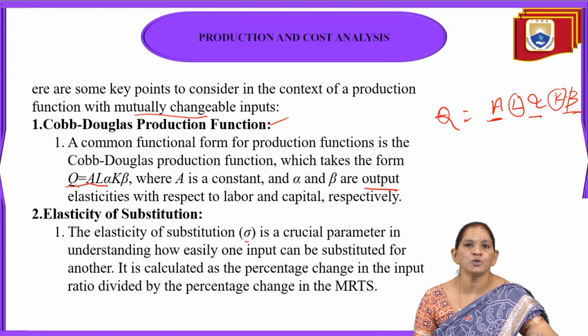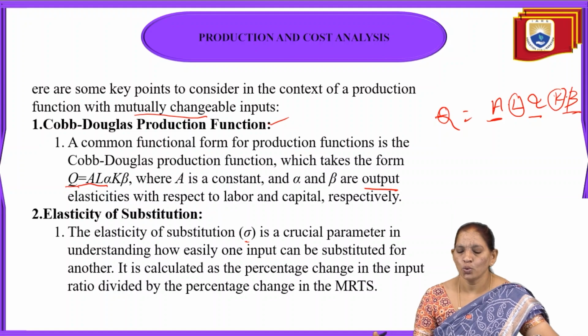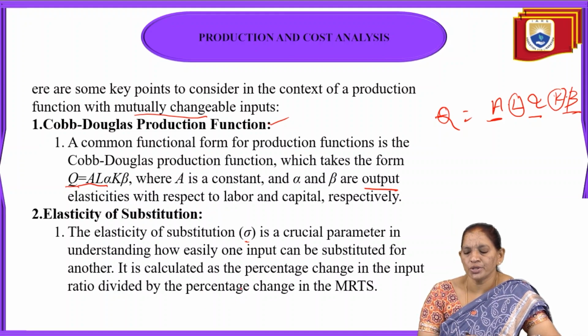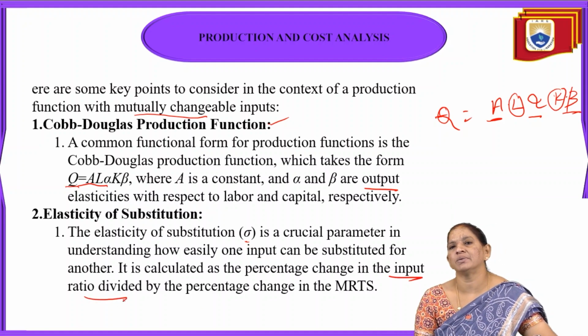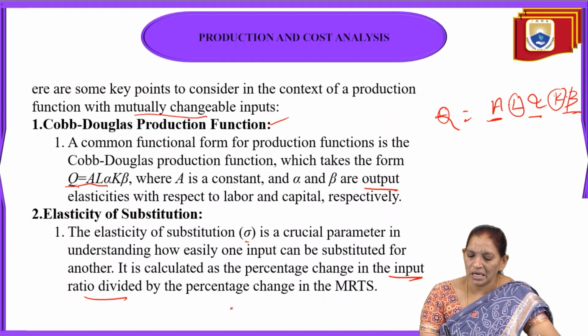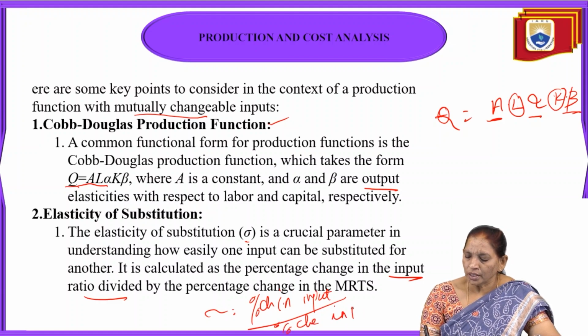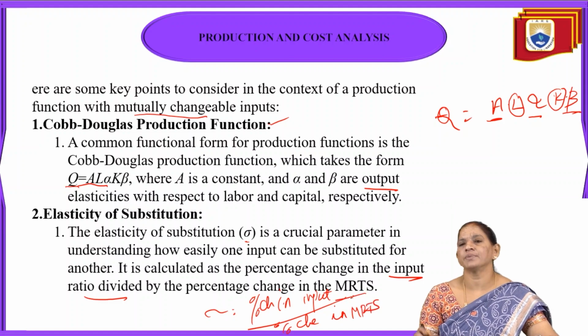When this elasticity of substitution is high, the interchangeability will be more. And when this elasticity is less, then the interchangeability will be less, which leads to the percentage change in the inputs, where we are able to identify the percentage change in the MRTS. Here we can calculate this substitution as the percentage change in inputs divided by the percentage change in the marginal rate of technical substitution.